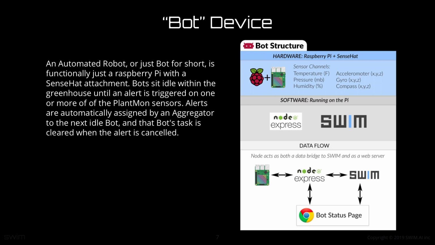The bots have a bunch of sensors on them because of this Sense HAT. And so we are actually also pulling all of that sensor data into SWIM as well, and so we could act on that data. Say if a bot fell off a table, we could probably pick that up and generate an alert for it. Again, we're basically pulling over serial into Node, sending it into SWIM, and then both of those can send down into the status page.